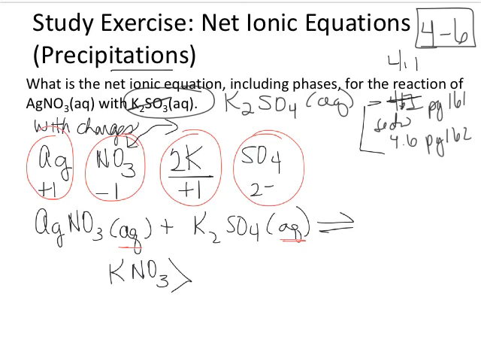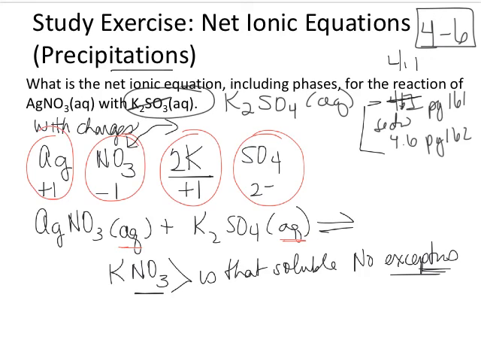When that happens, you have to say, is that soluble? That's why you have to memorize the solubility tables in 4.1. When you recognize that nitrates are generally soluble, there's no exceptions. I think the videos are really good about this too. So whenever you see nitrate, that's going to be soluble. So you can go ahead and write potassium nitrate aqueous, because that's going to be soluble.